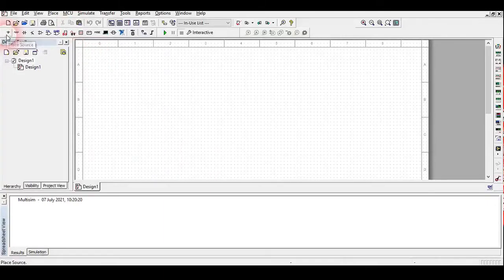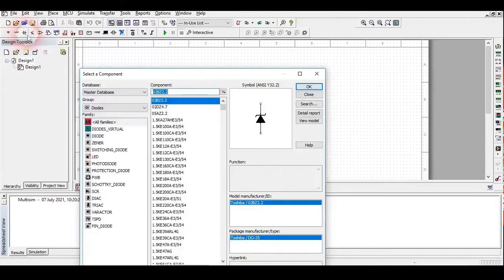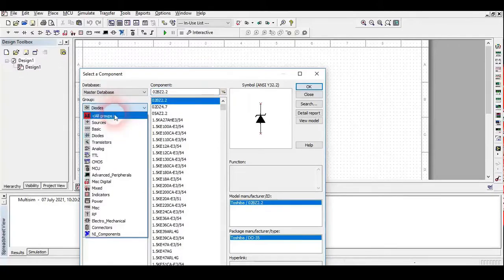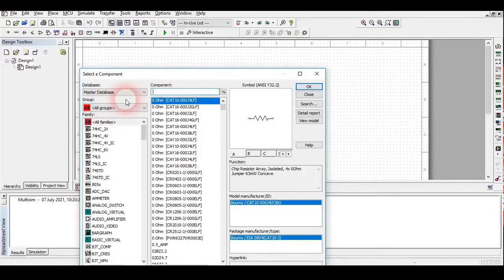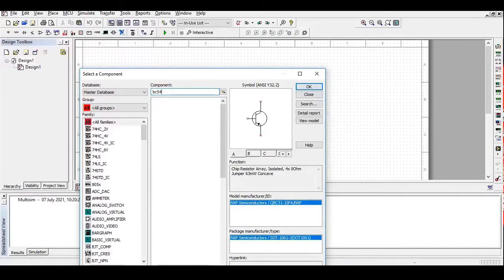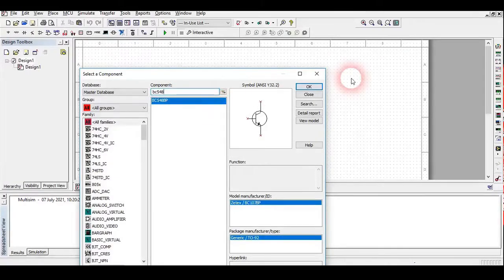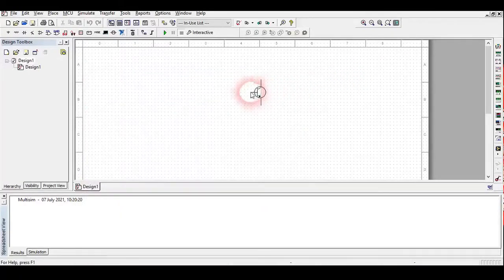So here firstly I am going to take a transistor. I'm not going to search for it, as it would take much time. Since I have already found this BC548 once, it has come here. Since I have chosen the all group, the value would come here. So this is my transistor, an NPN transistor.